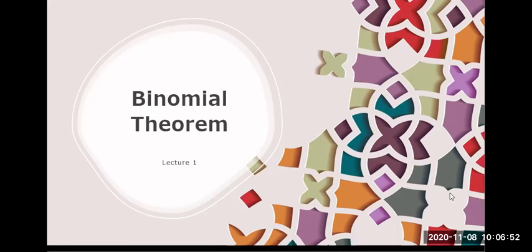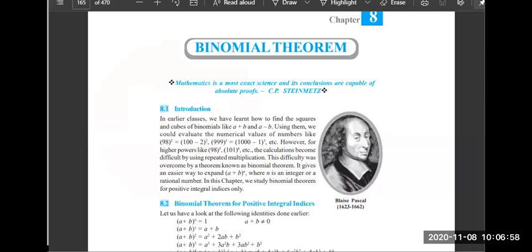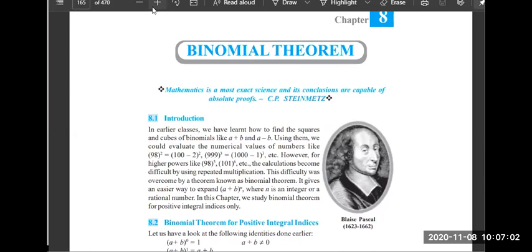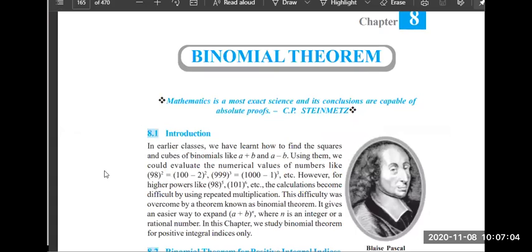Yes or no? I hope all of you agree that it will become difficult to multiply. Then how to find those values?